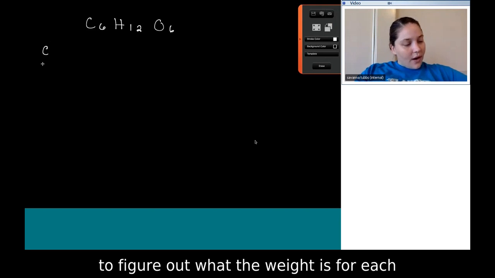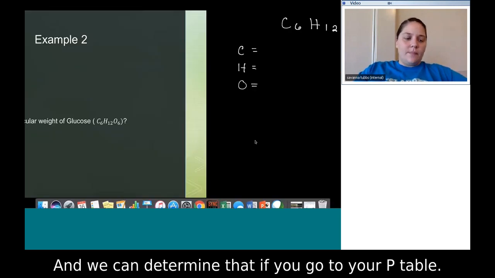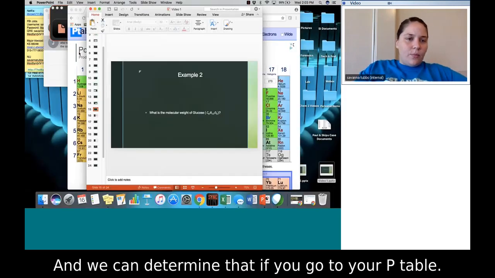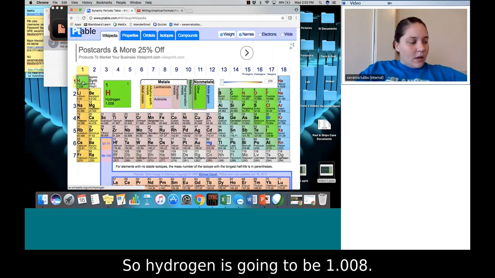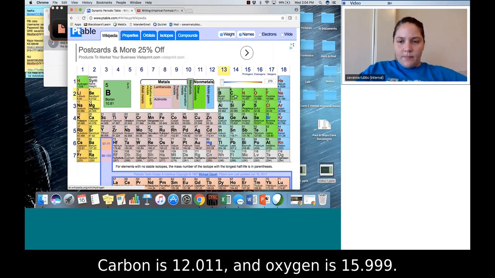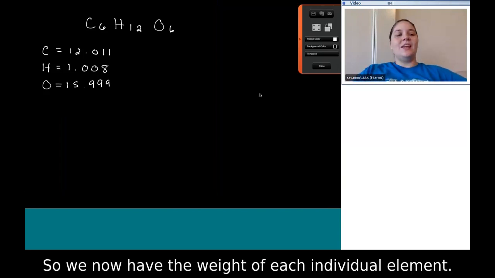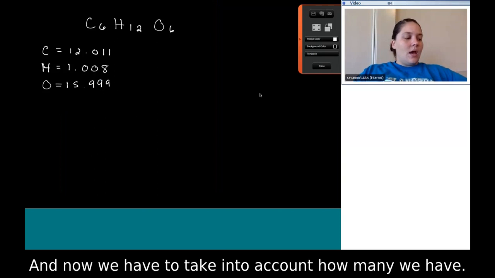And we now need to figure out what the weight is for each of our individual elements. And you can determine that if you go to your periodic table. So hydrogen is going to be 1.008. Carbon is 12.011. And oxygen is 15.999. So we now have the weight of each individual element. And now we have to take into account how many we have.